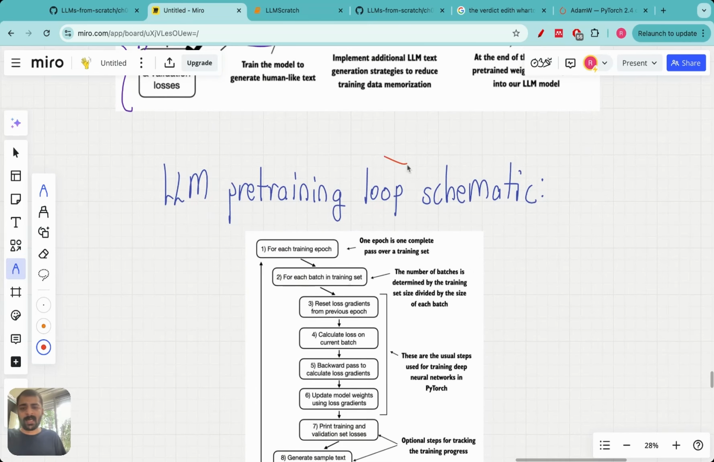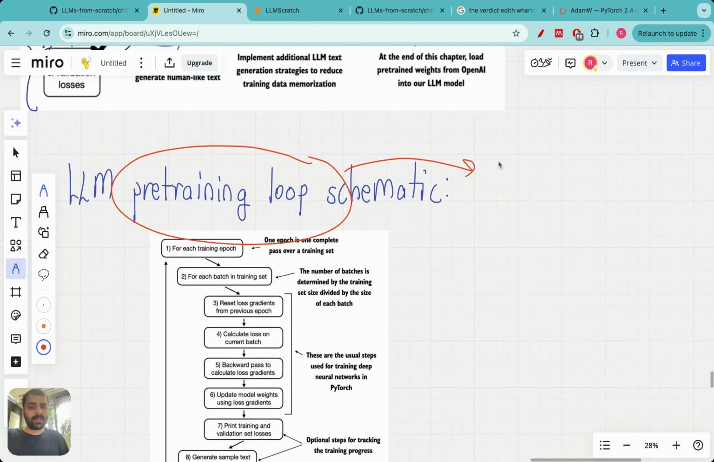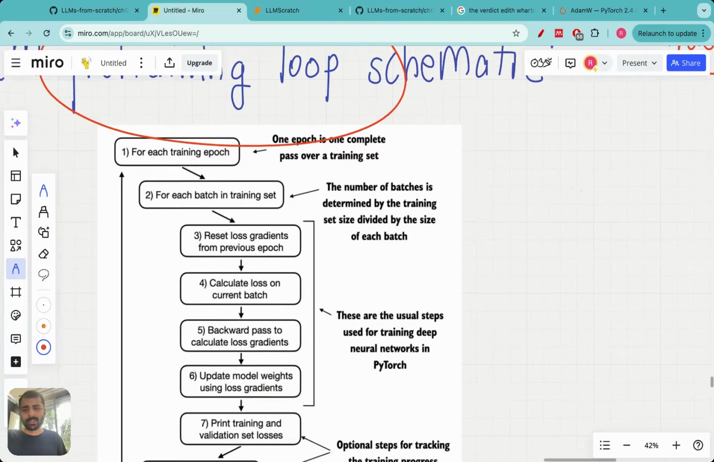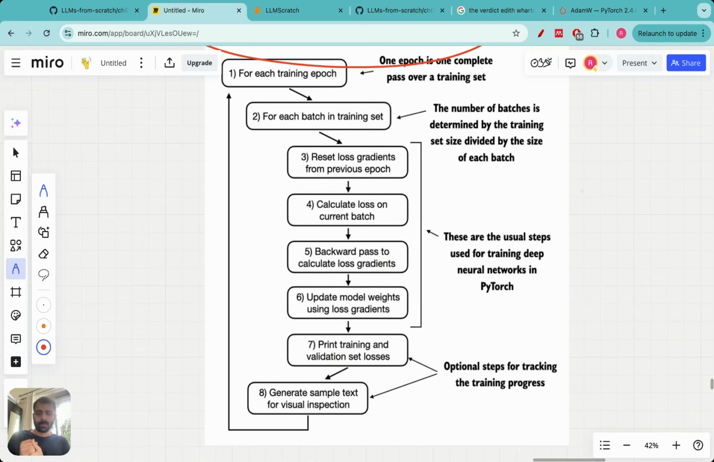So here what it means is that we are going to try to minimize the loss function as much as possible. We want the LLM outputs to be as close as possible to the target value tensor. And for that, we'll be doing back propagation. So here's the pre-training loop schematic. If you have worked with neural networks before, if you have done machine learning or deep learning, it's extremely simple to understand, because once we have written down the entire loss function, all we need to do is the backward pass. And I'll explain what this means.